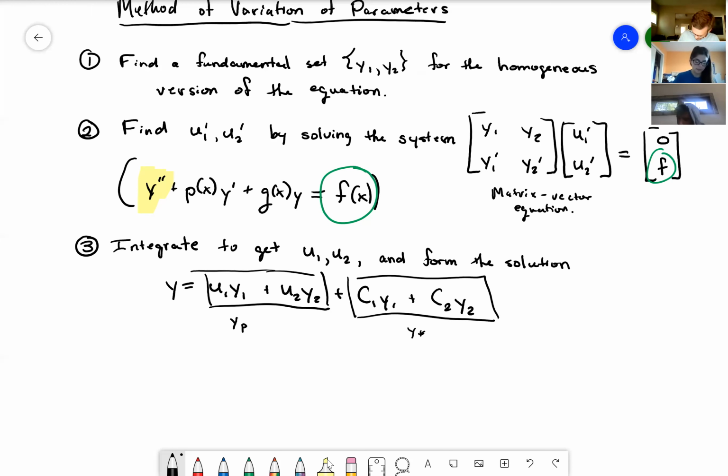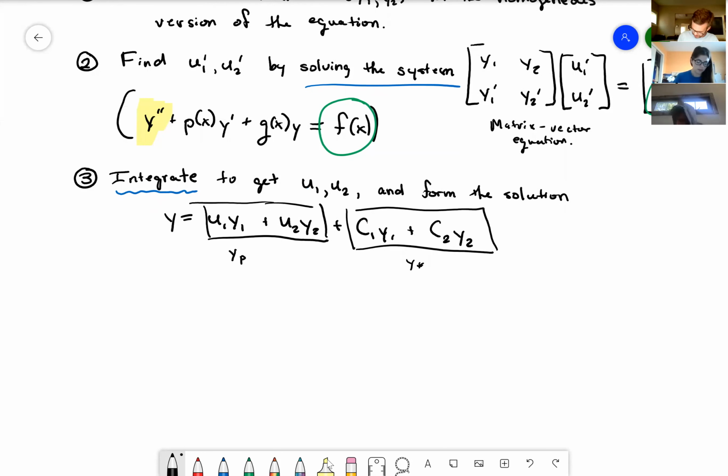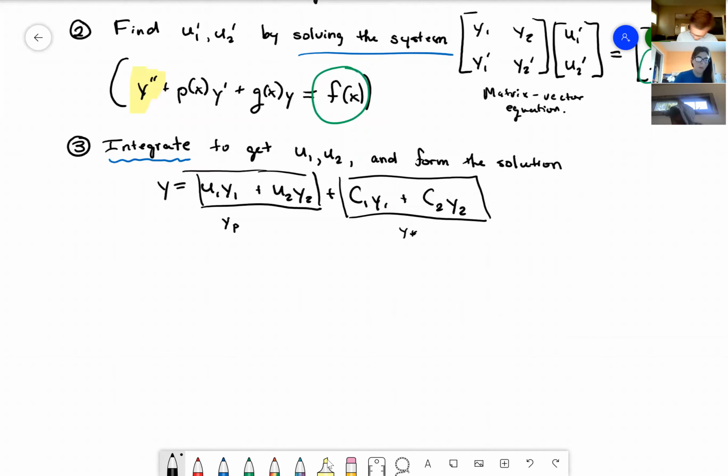Now, of course, with the method of undetermined coefficients, we were solving a linear system, but it could possibly be a very large linear system. In this case, we're also solving a linear system, but it's only a 2 by 2 system. But we have to do this step of integration. And so that might be the difficult step in this method. So we're trading some simplicity for some difficulty.